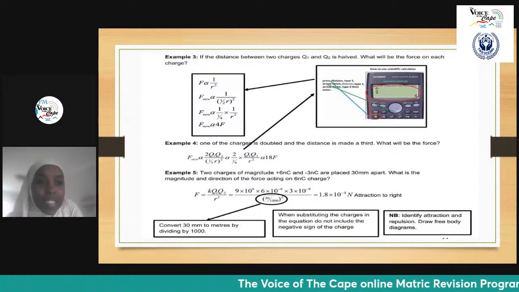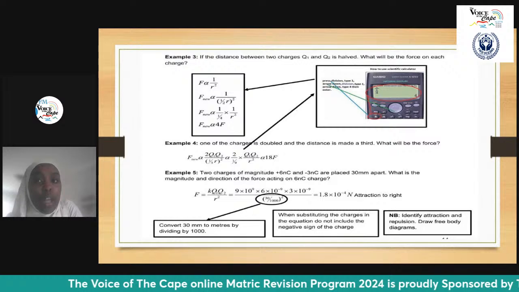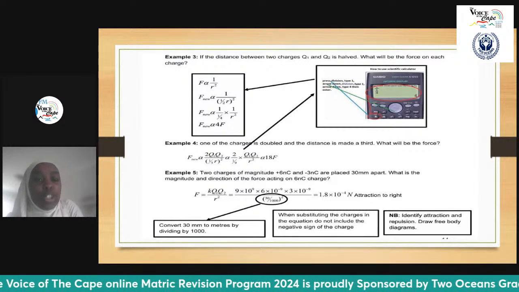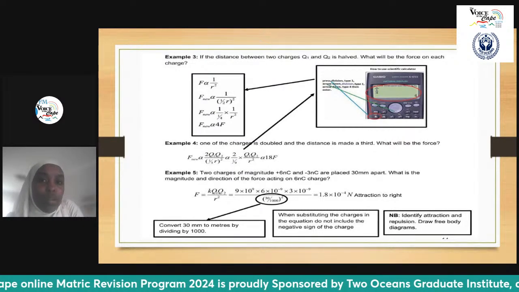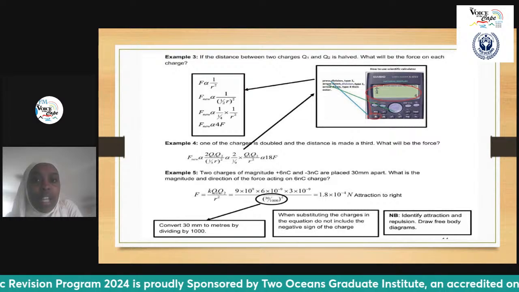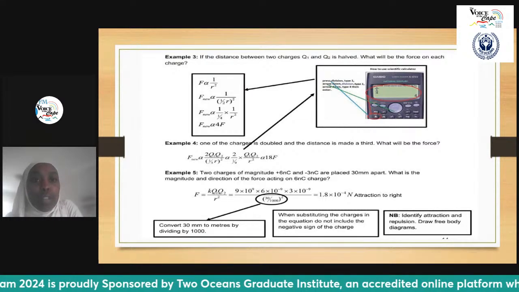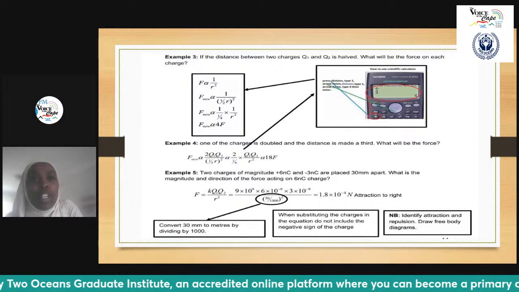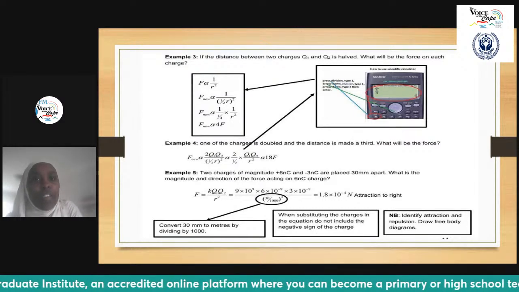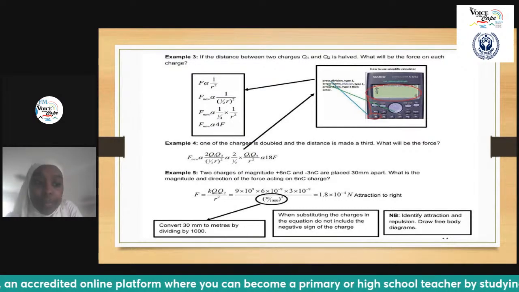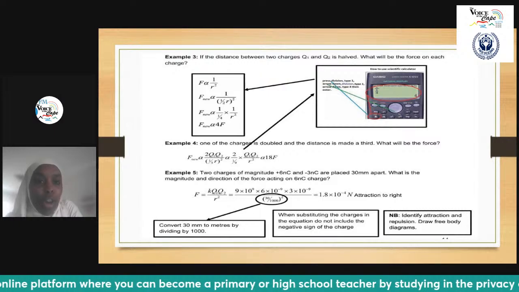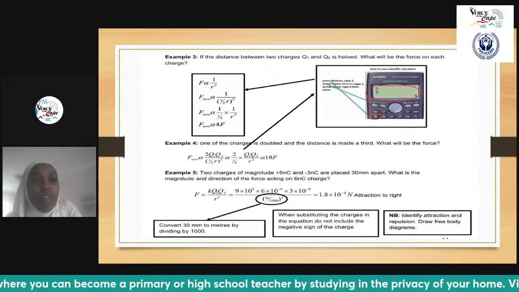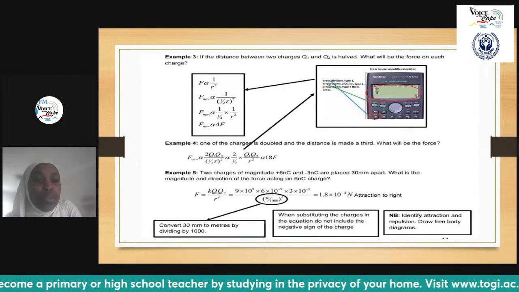Example 3 says, if the distance between two charges Q1 and Q2 is halved, what will the force be on each charge? So if the distance is halved, so now R, I'm halving R. And they want to know, if I halve R, what am I going to do to the force?